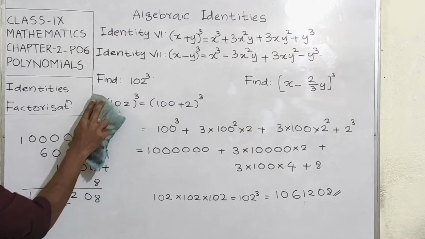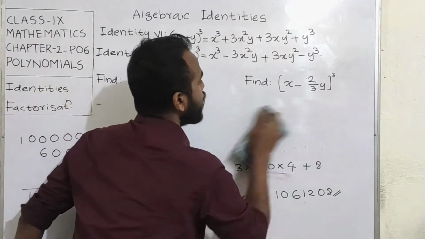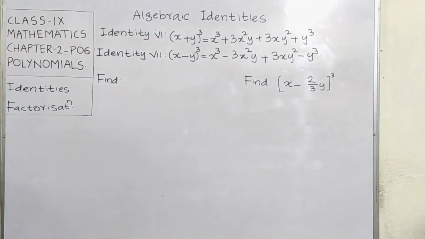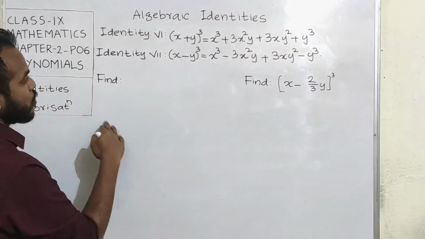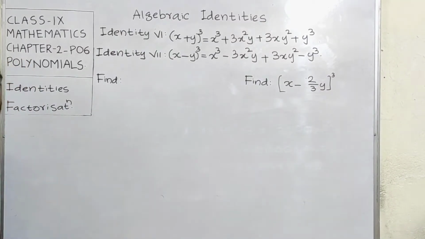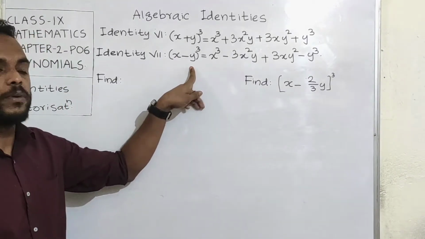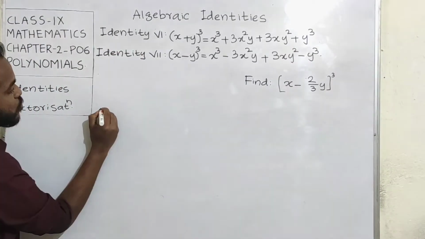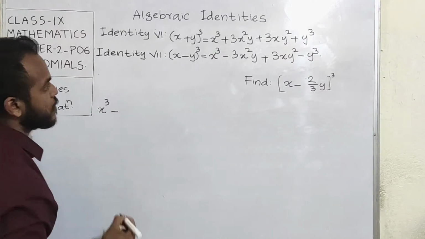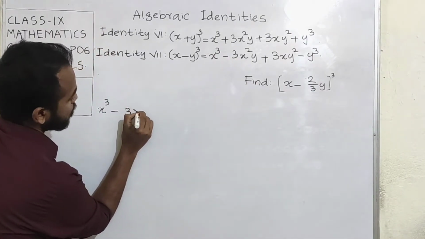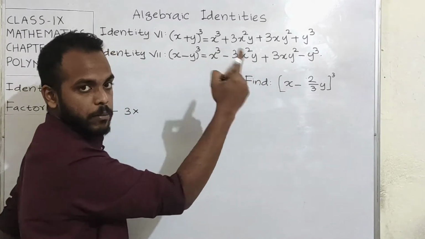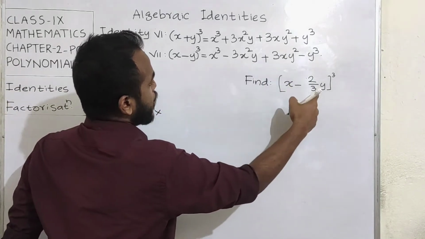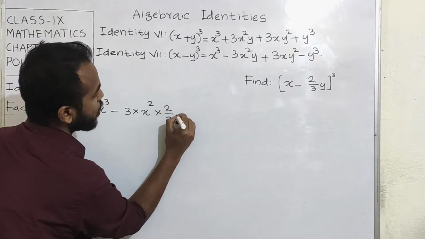There is another question given there. Find x minus 2 by 3y the whole cube. So it's of the form x minus y the whole cube. Now let's try to solve this one. Clearly this is of the form a minus b whole cube, x minus y the whole cube. So we can write first number cube. Who is the first number? First number is x. So we can write x cube minus 3 into x square. x square means the first number square. First number here is x square itself. Then into second number. Second number is 2 by 3 y.